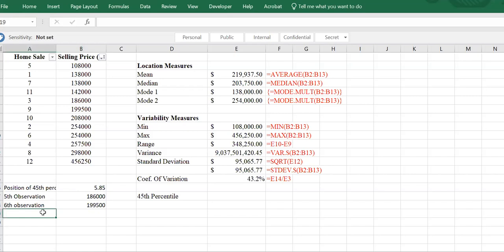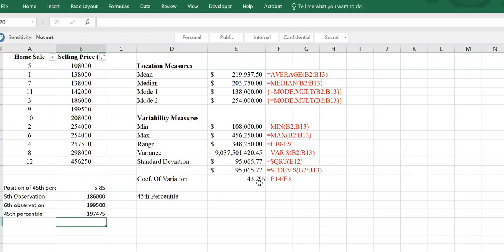So the 45th percentile is going to be the 5th observation plus 0.85, the decimal part of that number, times the difference between the 6th and 5th observations. So it basically gives us the 5.85th observation on this list. That would be our 45th percentile.